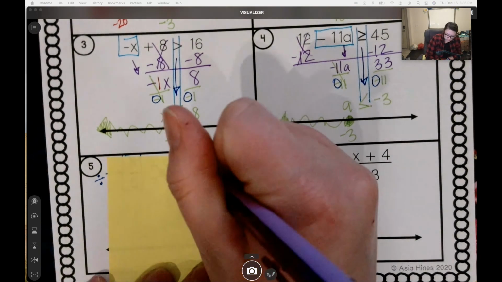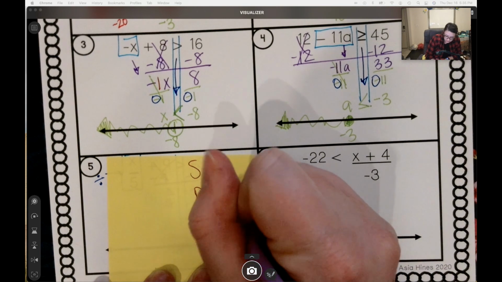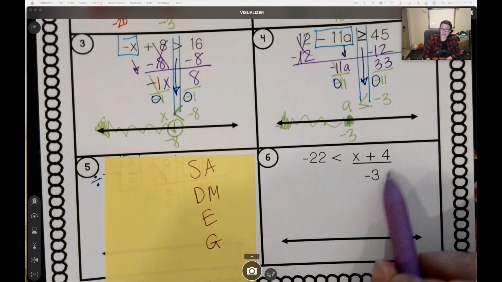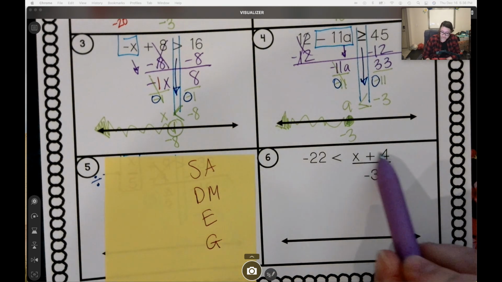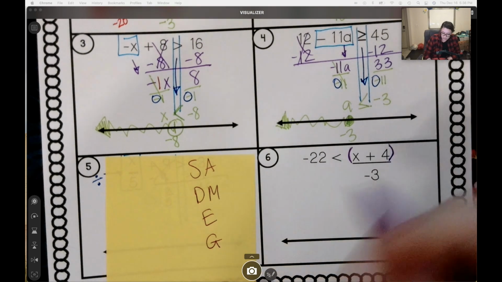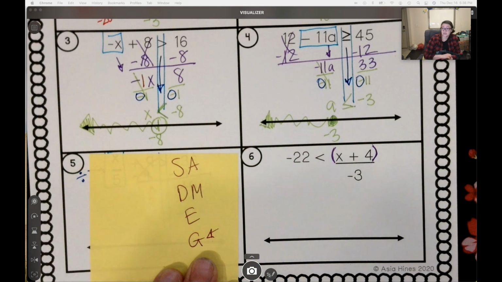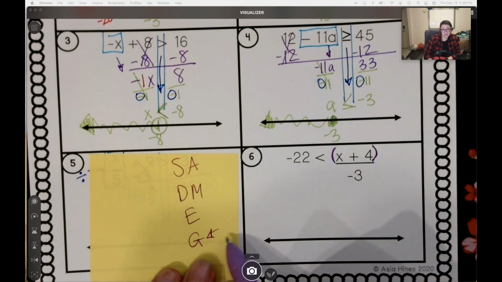So instead of GEMDAS, we do SAD-MEG. In a fraction like this where you have math on the top or on the bottom, this is considered a grouping piece. This is a group. And in SAD-MEG, where do we do groups? Groups are last. The groupings are saved for last. So I'm not subtracting 4 first. That's part of grouping. That's not happening till the very end.